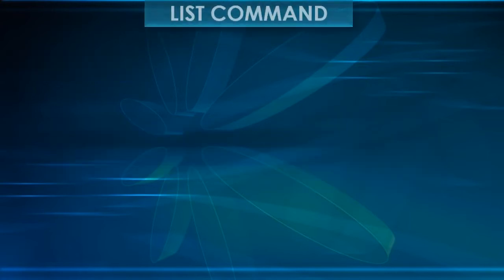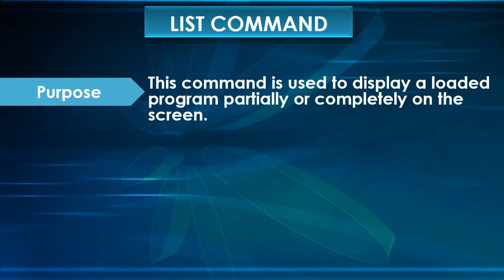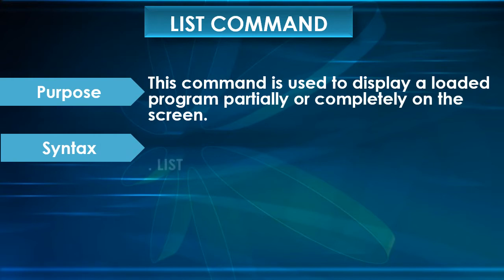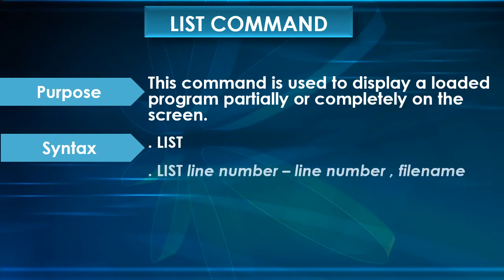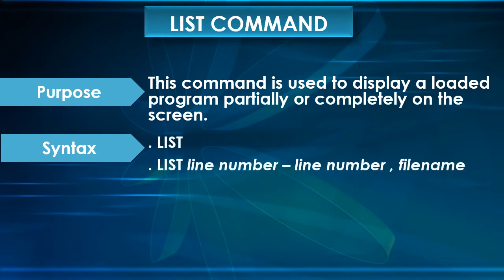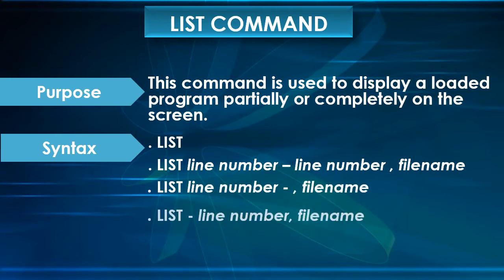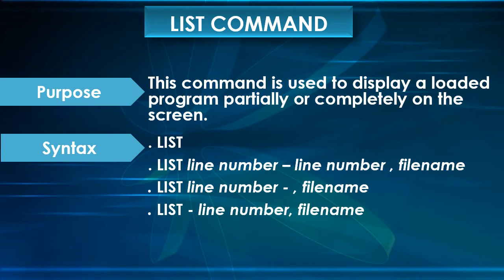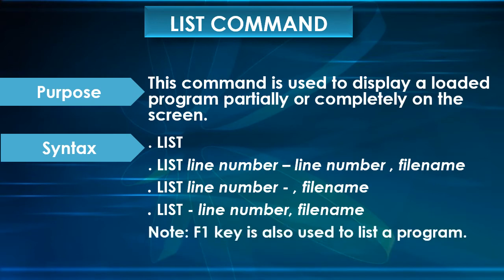The next is the list command. This command is used to display a loaded program partially, a part of it, or completely on the screen. Its syntax is simple. You can just type list, or list line number dash line number with file name, list line number dash and file name, list dash line number and file name, or you can use F1 key to list the program. These will be more clear to you after doing examples with me.